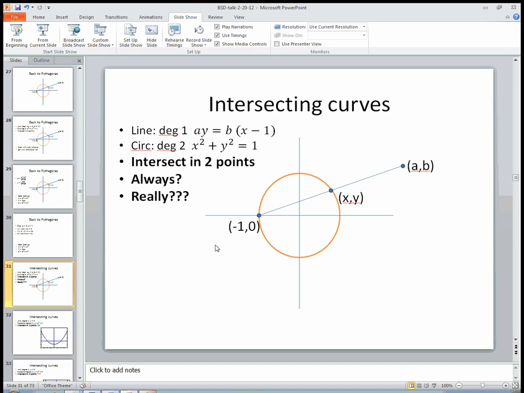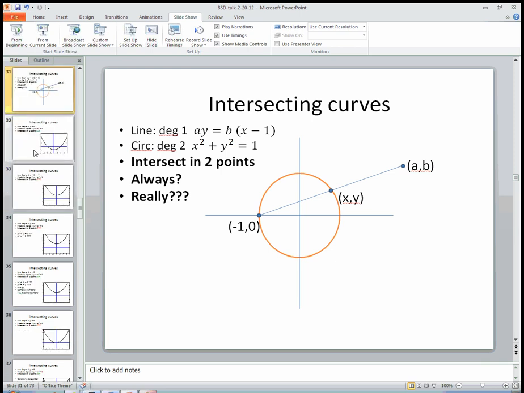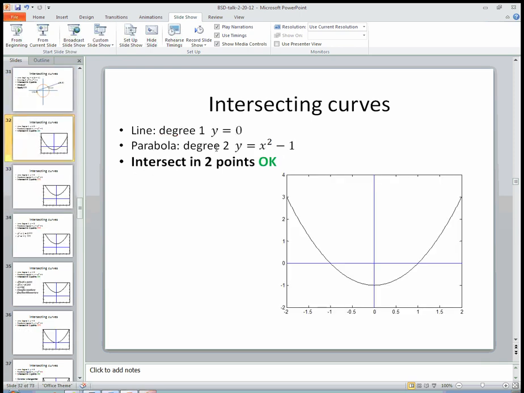So I was claiming that since a line has degree 1, the y and the x are to the first power, and because this has degree 2, that it intersects in 2 points. And you should be very suspicious of that. You might want to stop the video for a second and say, is he really saying any line and any circle always intersect at exactly 2 points? Or any line and any degree 2 curve, if you happen to know other examples of that, intersecting exactly 2 points always? That can't be true. Well, it turns out to be true if you interpret it correctly, but that's going to be a little bit of work. So let me show you another example of a line.